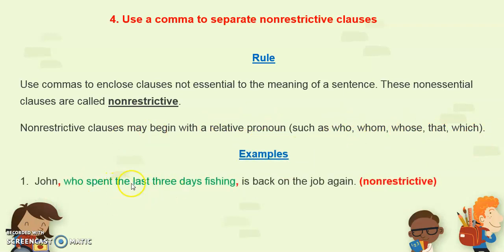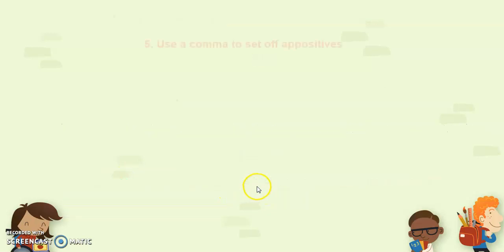John, who spent the last 3 days fishing, is back on the job again. Now, how do you know a non-restrictive clause, that you need to put a comma here? Number 1, it should begin with a relative pronoun such as who, whom, whose, that, which. Like here, who spent. And you will know it also if you remove this clause totally and the sentence still makes sense, like: John is back on the job again. It still makes sense. It's not an important phrase here, who spent the last days fishing. Okay.